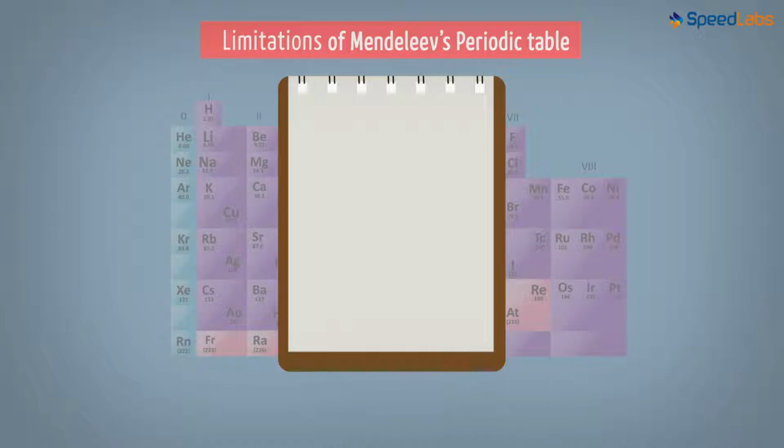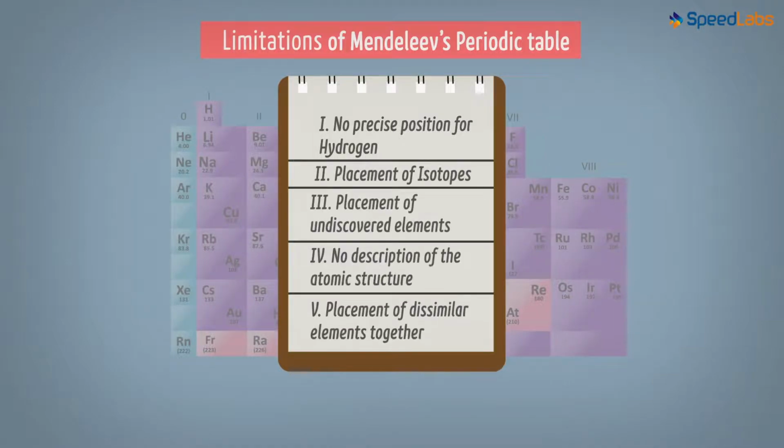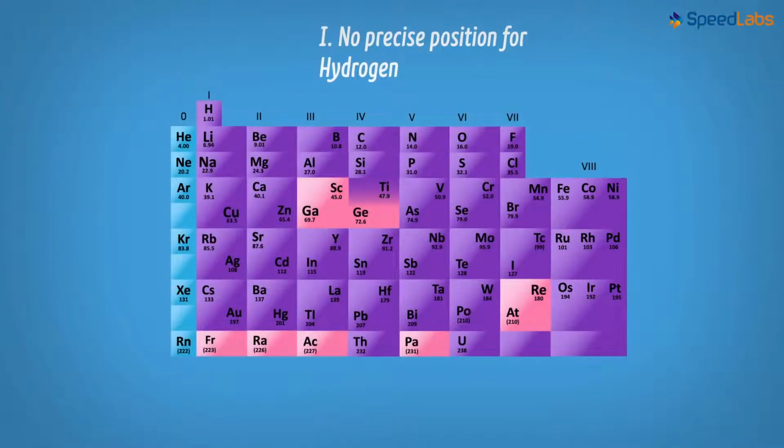The first in the list is that there was no precise position for hydrogen. And then there were these other limitations too. Don't worry if you don't understand them. We will discuss each of these in detail. Let's talk about the first one, that is, no precise position for hydrogen.